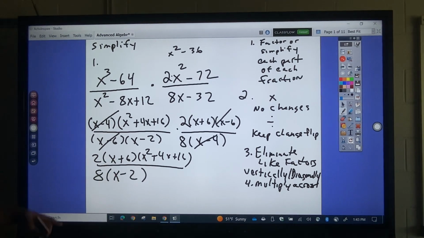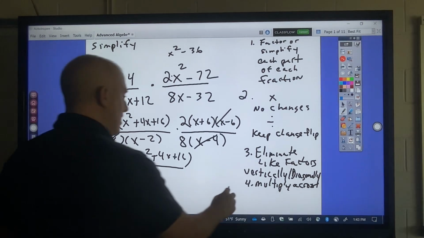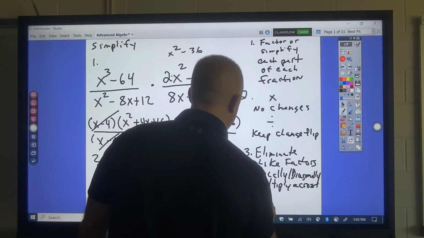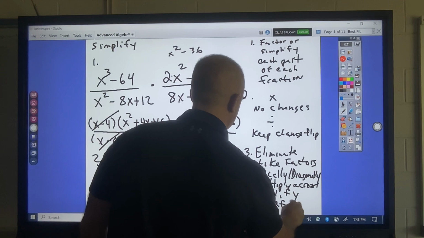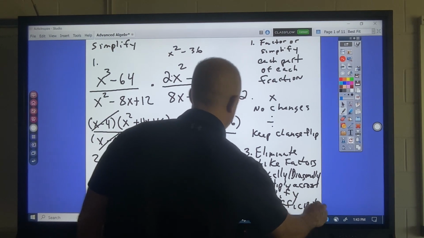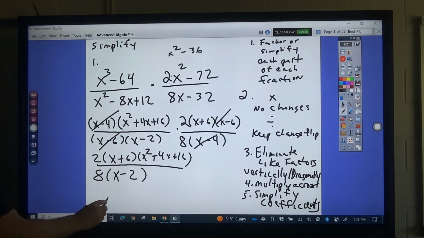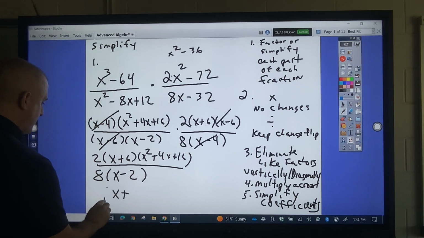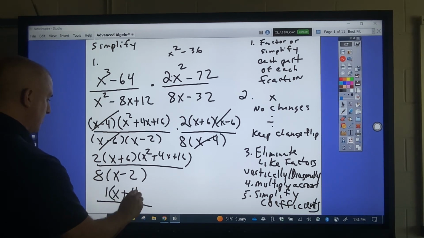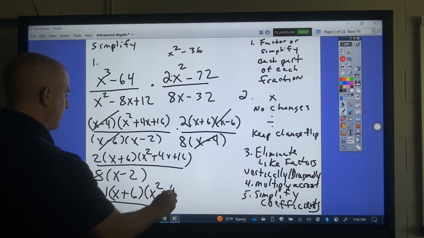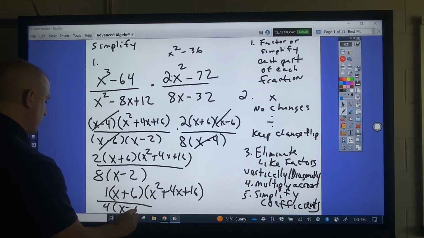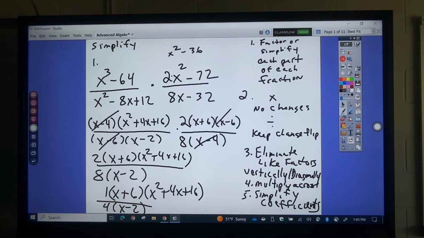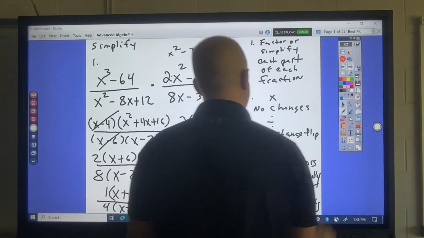all over 8, x minus 2. I want to keep those coefficients out front because the last step is to simplify coefficients. Two divided by eight would be 1/4, so I can put a 1 up here if I want, x plus 6, x squared plus 4x plus 16, all over 4 and x minus 2. So I just simplify the coefficients. There's no need to multiply those out.